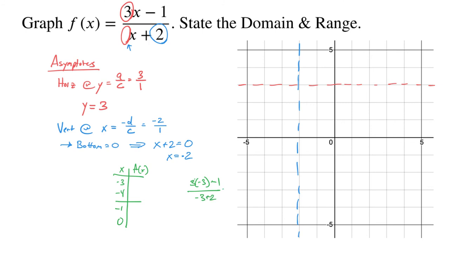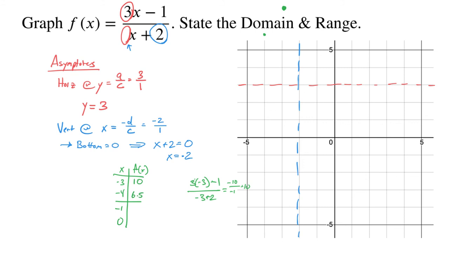When I do that, that's negative 9 minus 1, so negative 10 over negative 1, and I get positive 10. When I plug in negative 4, I get 6.5. So we'll plot those points. Negative 3, 10 is all the way up here, and negative 4, 6.5 is probably about there.